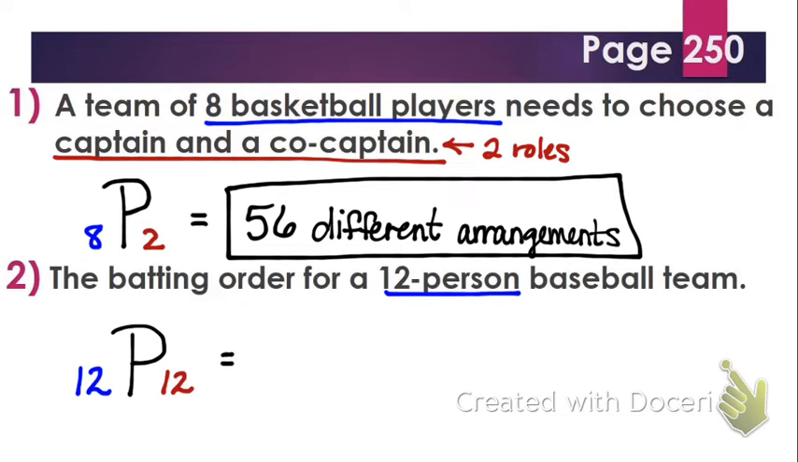It's a fairly large number. It should be 9 digits on your screen. What's the first number you see on your screen? 4. And then 7, 9, 0, 0, 1, 6, 0, 0. There are 479 million different ways this batting order could be put together.